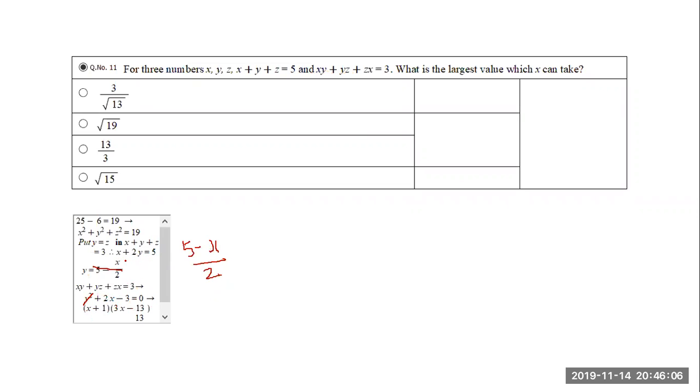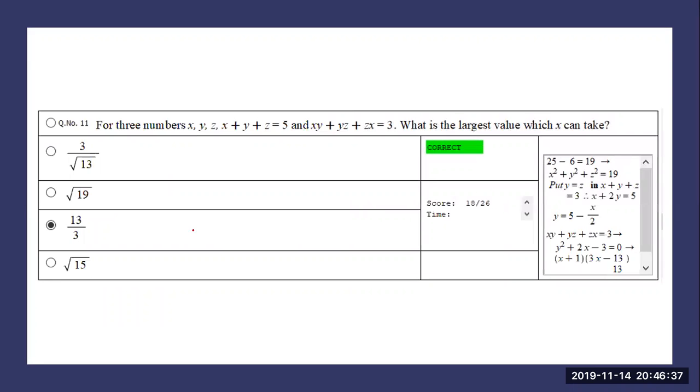So substitute for x in terms of y, you will get a relation in y, or substitute y in terms of x, you will get a relation in terms of x. Then the relation will be (x plus 1) into (3x minus 13), so x is equal to 13 by 3 or x is equal to minus 1, the two answers. Shall we do it or will you be able to do it?